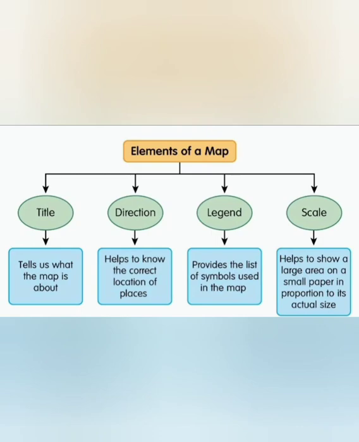Elements of a map. Title tells us what the map is about. Direction helps to know the correct location of places. Legend provides the list of symbols used in the map. Scale helps to show a large area on a small paper in proportion to its actual size.